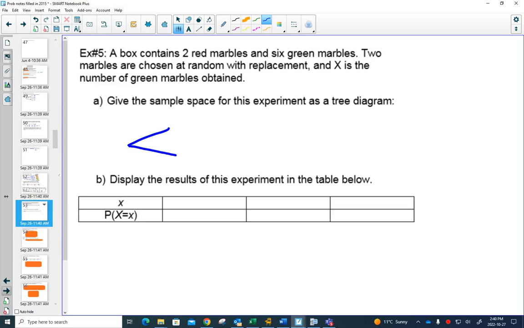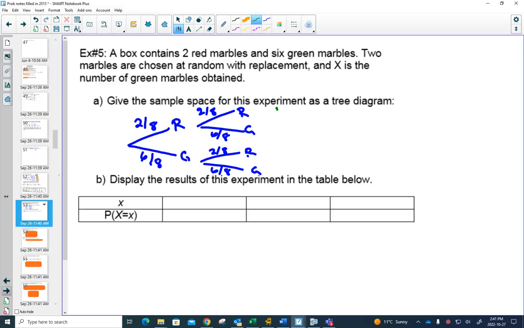In this case, unlike the last one, when I do red and green, I might also add that getting the red one is 2 out of 8, the green one 6 out of 8. And then red again and green, 2 out of 8, 6 out of 8. So we can write the probabilities on the branch, and since there's replacement, the probabilities stay the same. And this would be red, red, red, green, green, red, green, green.